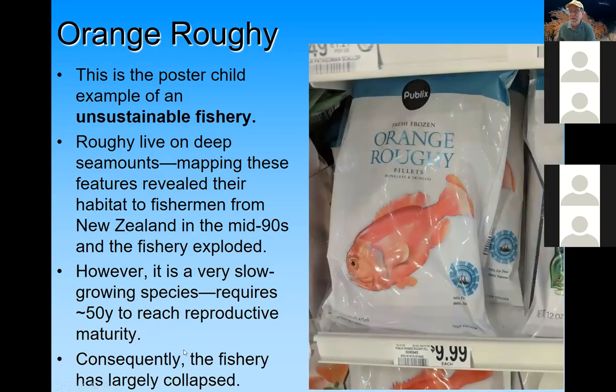You can still, however, buy orange roughy at Publix. And any student of mine who ever buys orange roughy will know that I'm angry with you. Don't buy orange roughy. This is not a sustainable fishery, despite the fact that they have a certified fishing sign on there. This is not something that we should be eating, although it's frozen and available for sale.